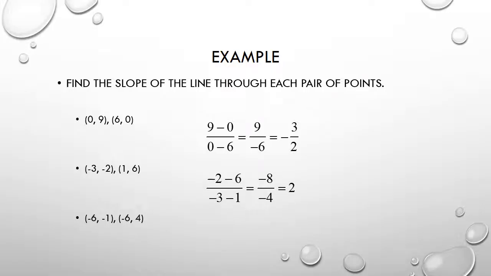Our second set of points, we have negative 2 minus 6 over negative 3 minus 1, which is negative 8 over negative 4, which reduces to 2. And then our final set, we have negative 1 minus 4 over negative 6 minus negative 6, which gives us negative 5 over 0, which is undefined, meaning that this line is a vertical line.